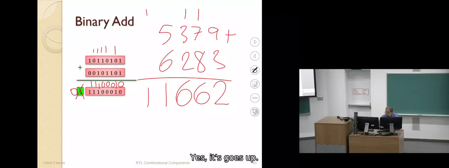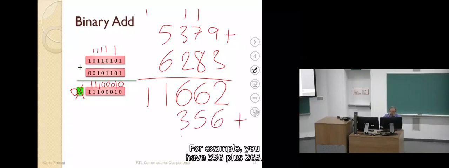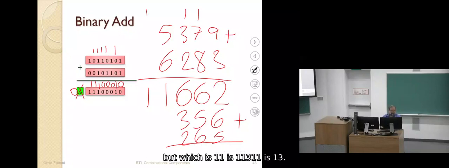Yes. So if the result is over 8, it goes up. Let's do that. For example, you have 3, 5, 6 plus 2, 6, 5. Okay? Octal, base 8. 6 plus 5 is 11, but 11 is 1, 3 in octal. So it is 3 with 1 coming up.